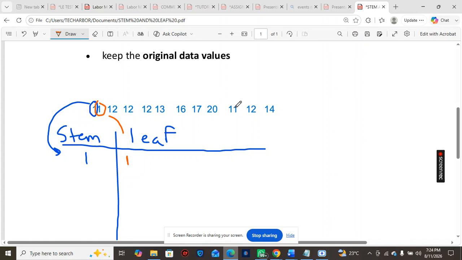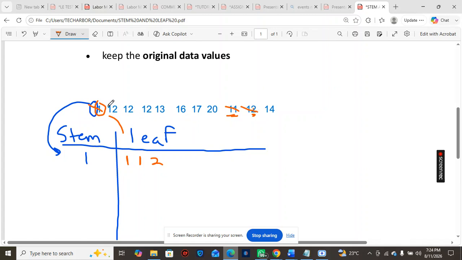Okay, colleagues, here we have another 11, so we just write another 1 here. For 12, as I said, always the last number goes to the leaf. I forgot to mention this. So as you can see here, for 12, this 2 goes on the leaf side, because it's already in the group of tens. So this one is already being represented here. So we have a 12 here.